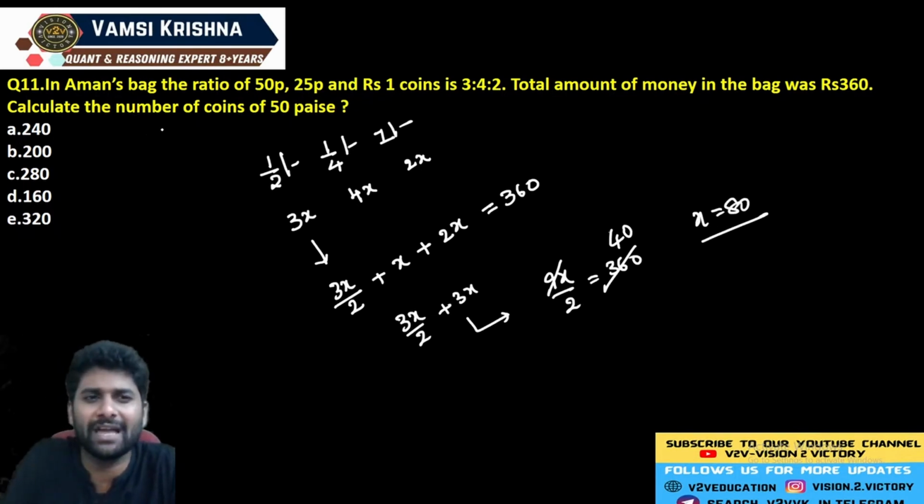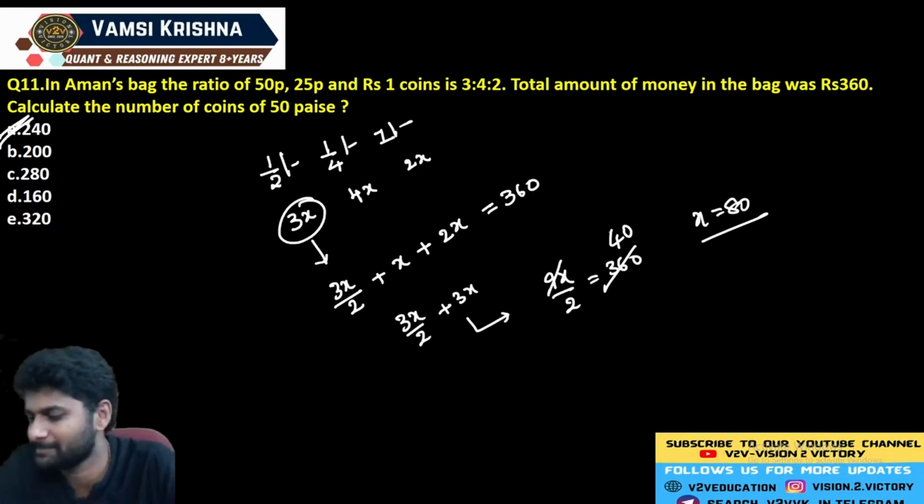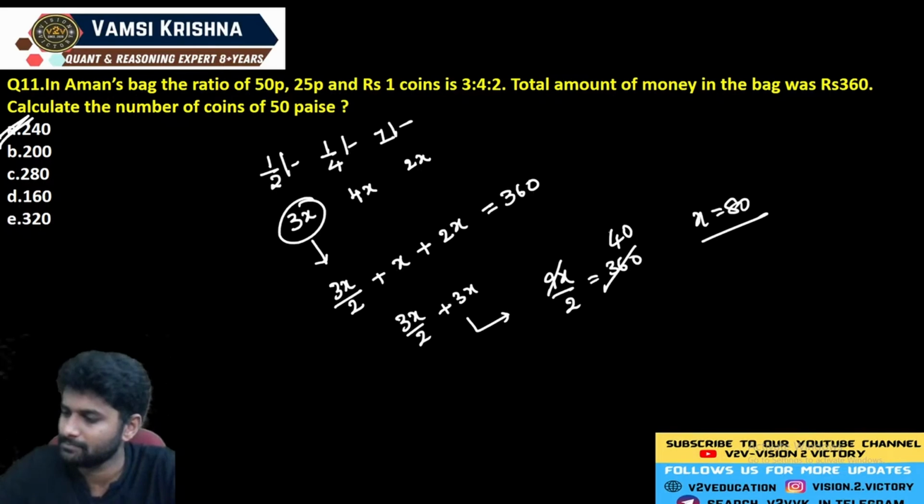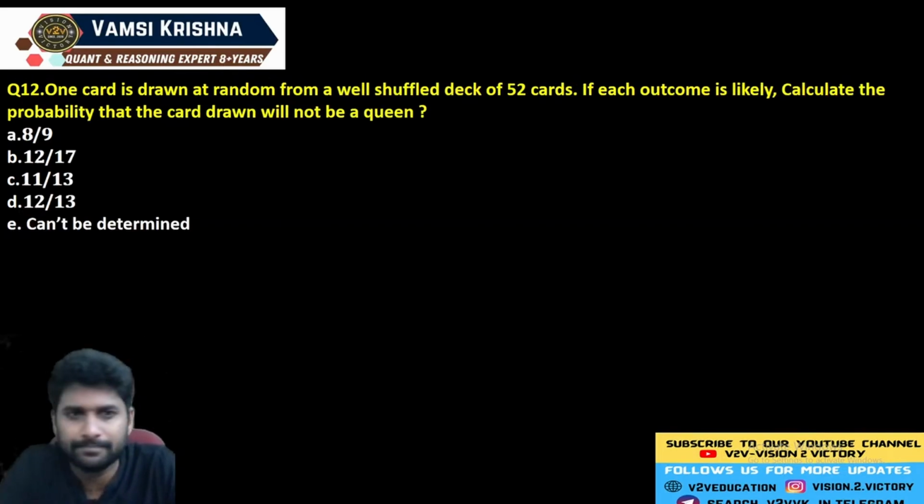Now the question here, calculate the number of coins of 50 paisa. How many 50 paisa coins are there? 3x. So 80 times 3 is 240. So the total number of 50 paisa coins is 240. Next.